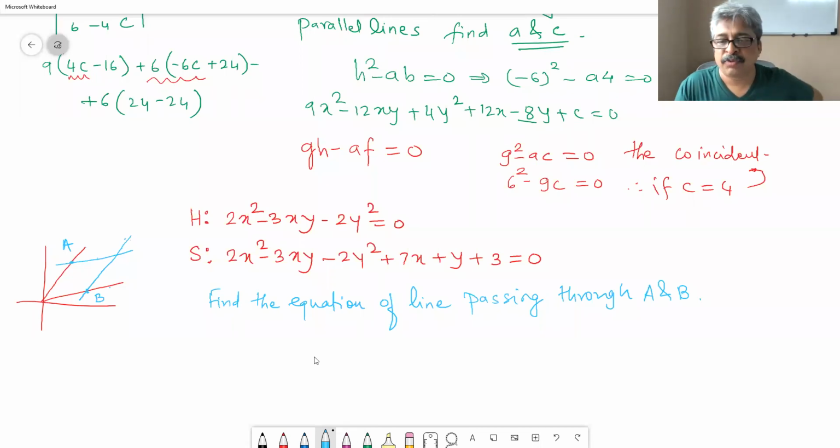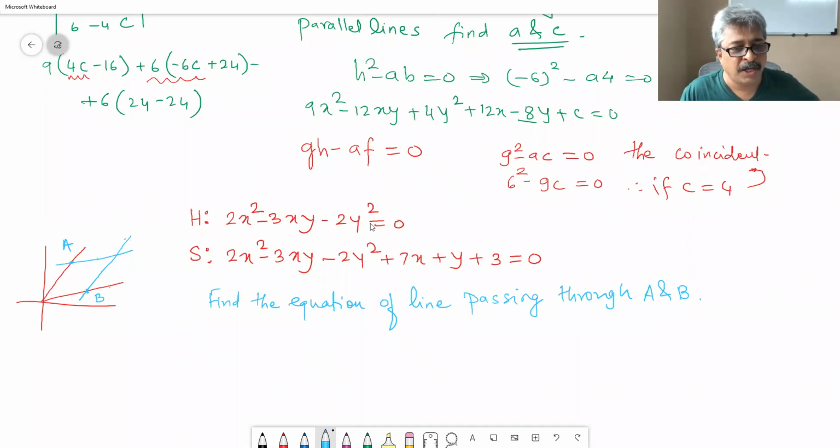Do we really need to find out the points of intersection and get the equation of straight line, or is there any other method by which you can directly get it? How did you find it? The first few students have quickly found it.